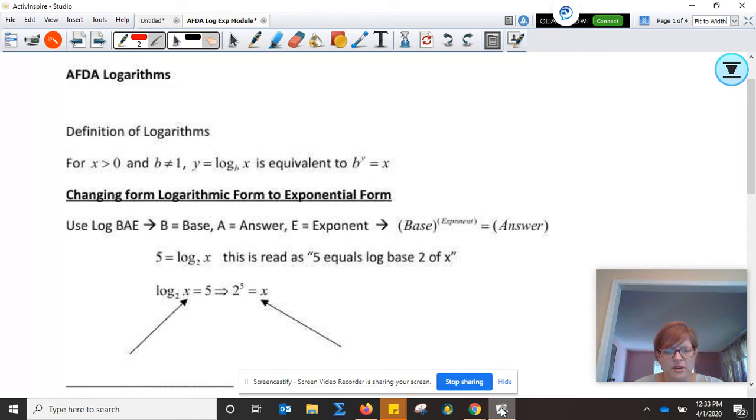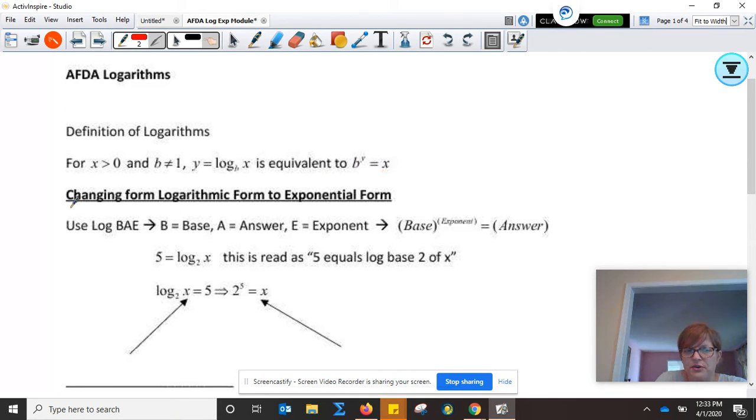Okay, so what we're going to talk about today is logarithms. The definition of a logarithm is, for x greater than 0 and b not equal to 1, and you'll see why here in just a minute, y is equal to log base b of x, which is equivalent to b to the y power equals x.